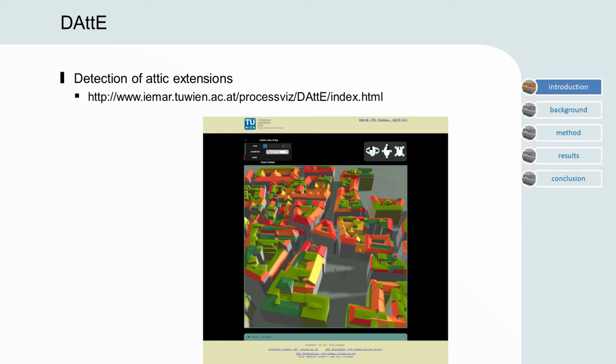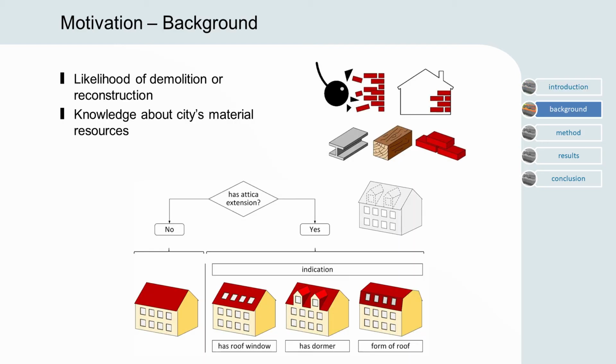What we see here is the result of an analysis of a test case of a part of the city Vienna based on Lot 2 data. The colors give the ratio between actual volume and the maximum possible of the roof extension. Red meaning a high possibility that the roof is not extended, while green shows the opposite.